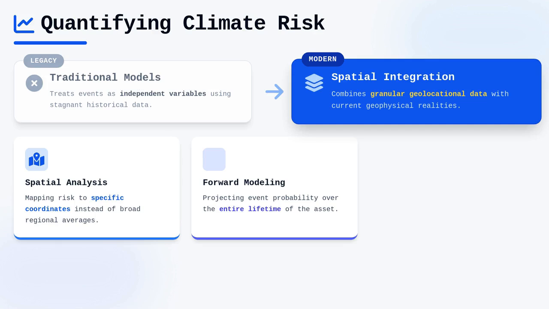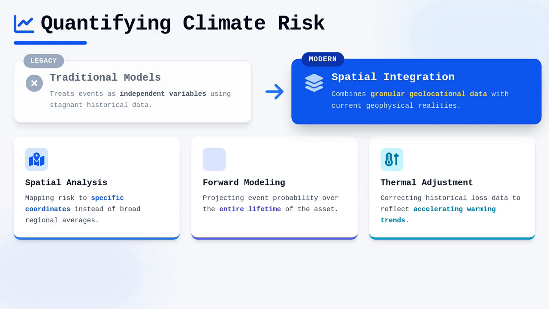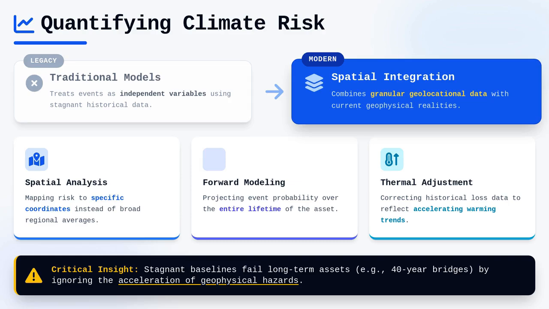For a bridge or a coastal facility designed to last 40 years, a stagnant baseline is insufficient because it ignores the accelerating thermal trends we discussed in earlier modules. Effective risk management therefore requires adjusting historical loss data based on current warming trends, forcing us to incorporate a climate-adjusted view of extreme event distribution.